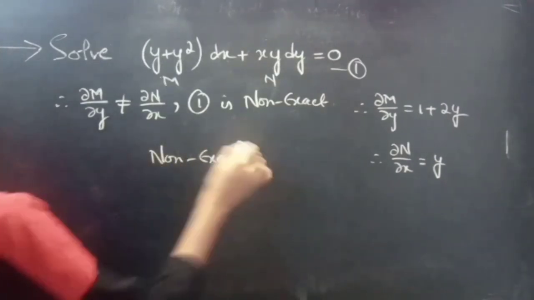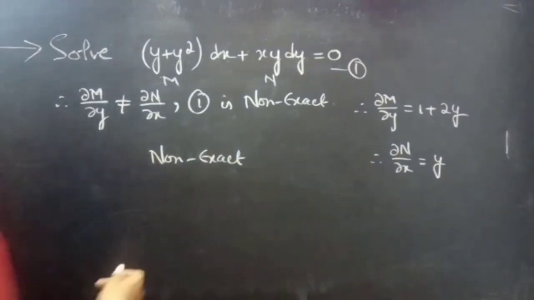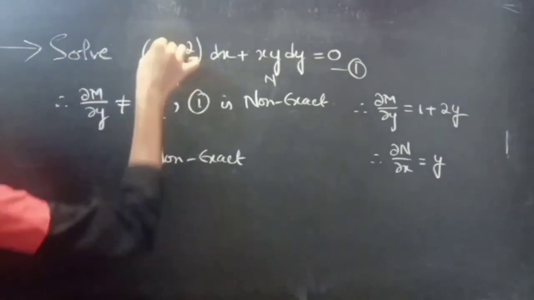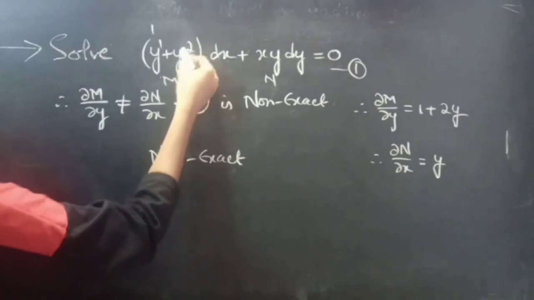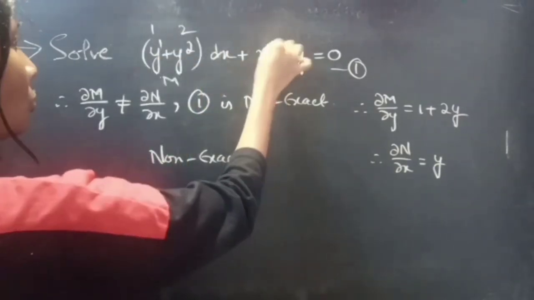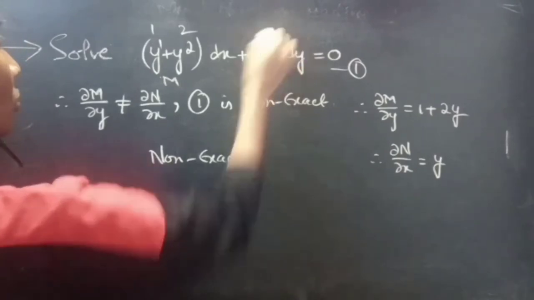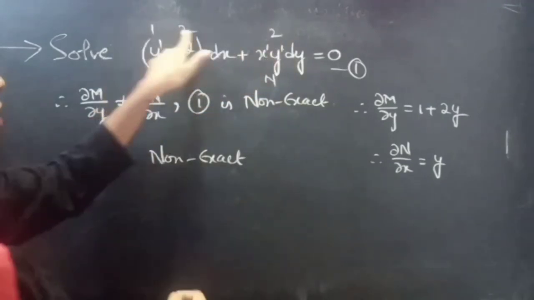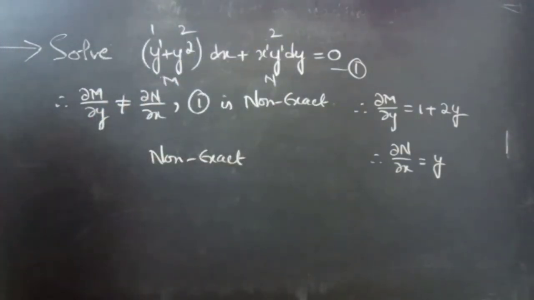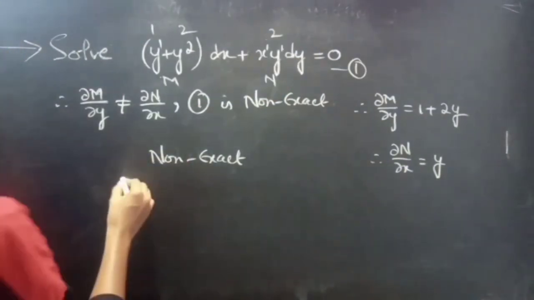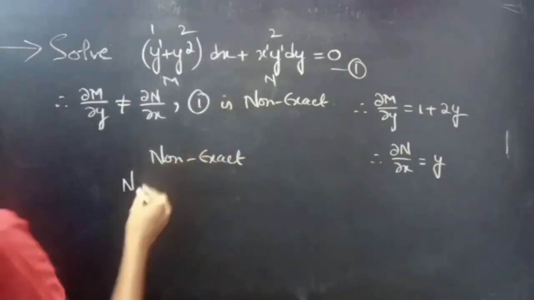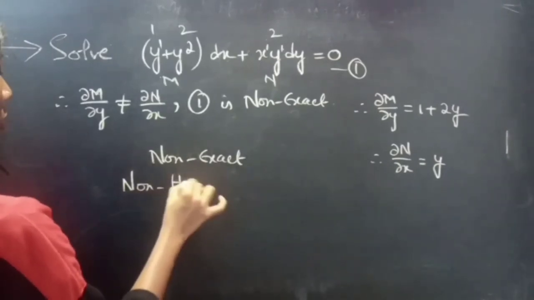Since the given equation is non-exact, now let's check whether it is homogeneous or not by adding the powers. In the first term you have y, power 1, here you have 1 and here you have 2. Adding the powers: 1 plus 1 is 2, and 1 plus 2 is 3. So you don't have equal powers. If you get the same powers, then you can say that the equation is homogeneous. Since the powers are not the same, we say the given equation is non-homogeneous.